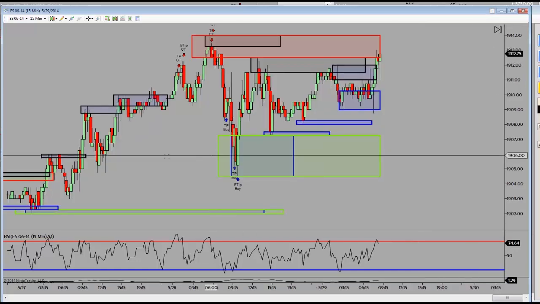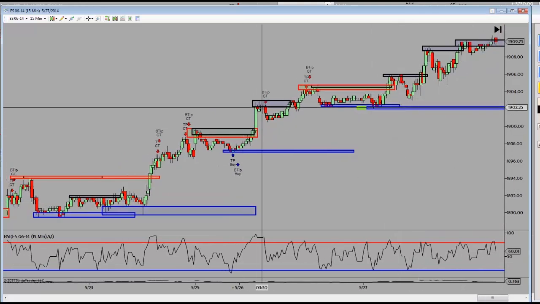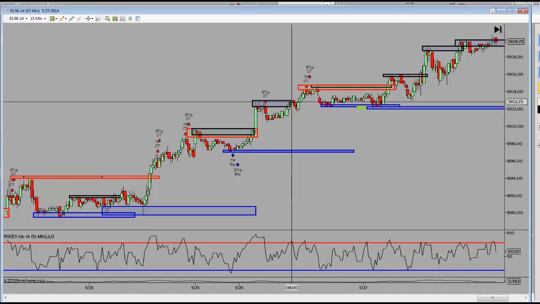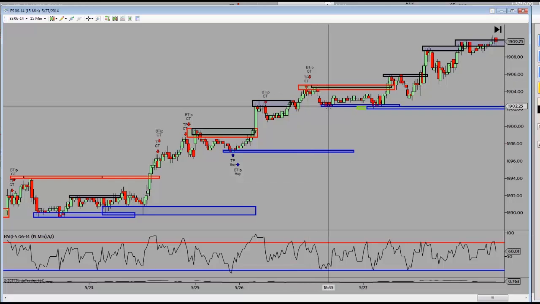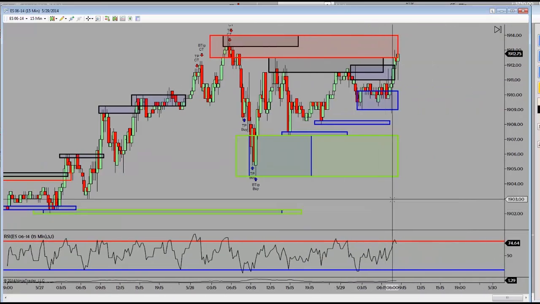What does a rally look like? Look left. There's the rally. So here was a DSR minor, once broken, anticipated support. Buy the pullbacks. Look for the continuation move. Same thing every single time.